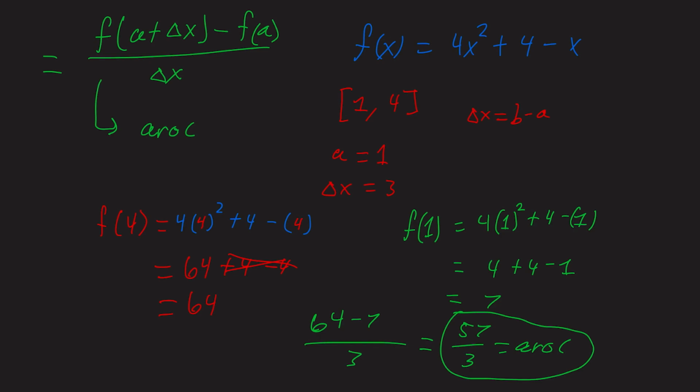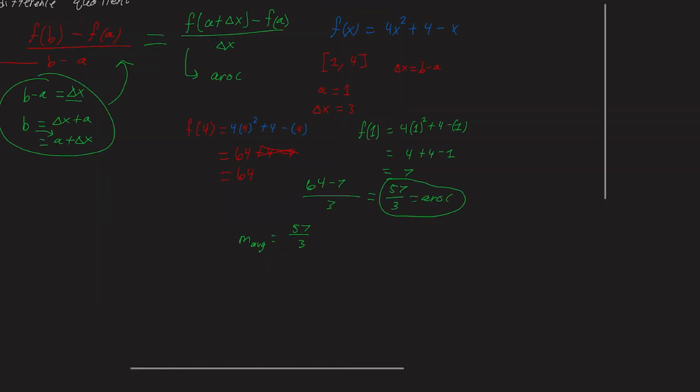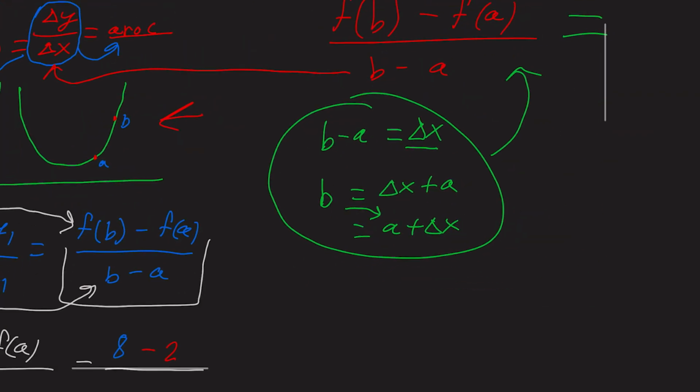Average rate of change, like we mentioned before, is another way of saying average slope. So we can say the average slope over this interval is 57 over 3. And since that's the average slope, you can use that slope to determine the slope of a secant line. What is a secant line? It's simply the line that goes through both of these points. So if you want to find the slope of the line that goes through both of those points, that is going to be your average slope on the interval, which in this case was 57 over 3.